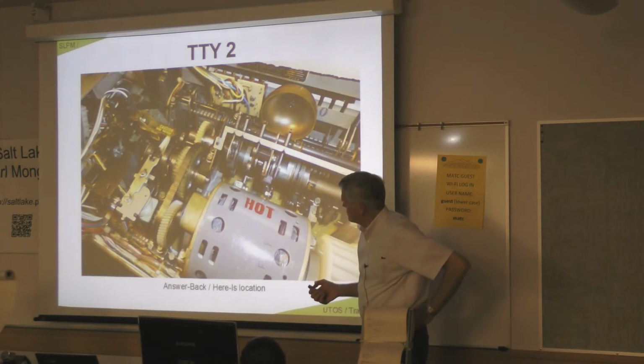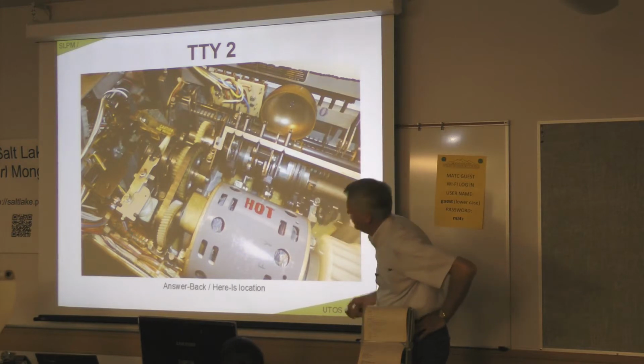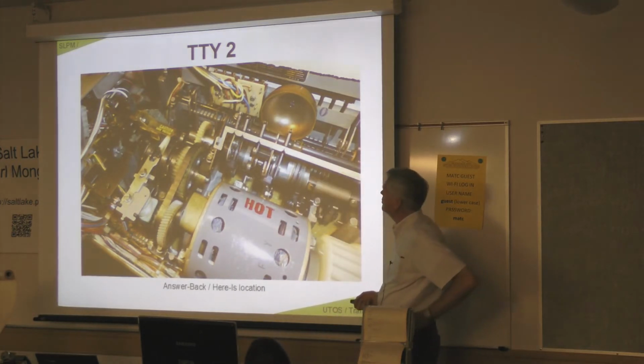And you can see it's installed down here. It's a little hard to see, but it spins down there, and there's little electrical contacts. And when he hits the Here Is key, that's cycling and sending that signal out.